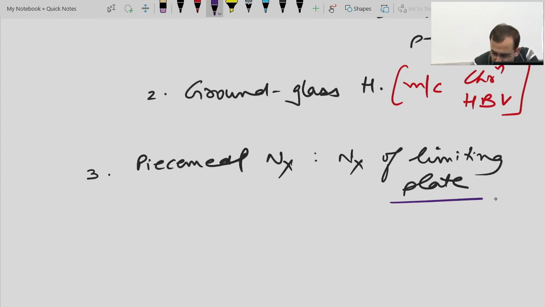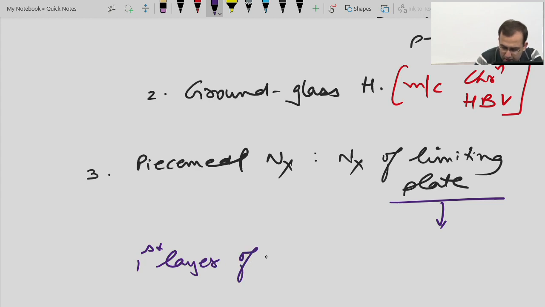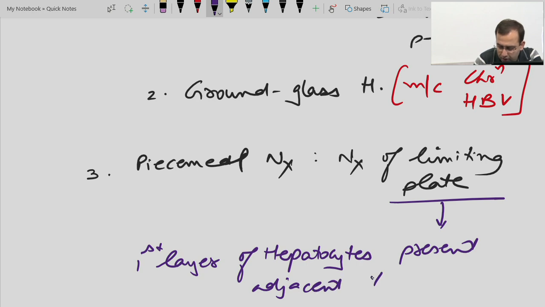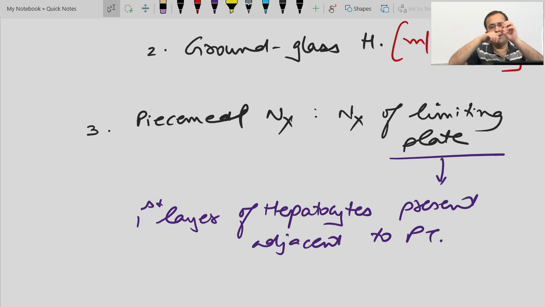And what is the limiting plate? It is the first layer of hepatocytes present adjacent to the portal tract. Around the portal tract, the first layer of hepatocytes that are present is the limiting plate. And necrosis of the limiting plate is piecemeal necrosis. Done. These are the features of acute and chronic hepatitis.